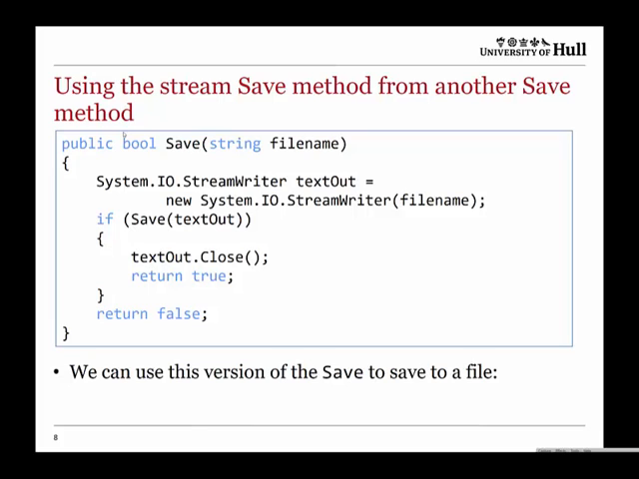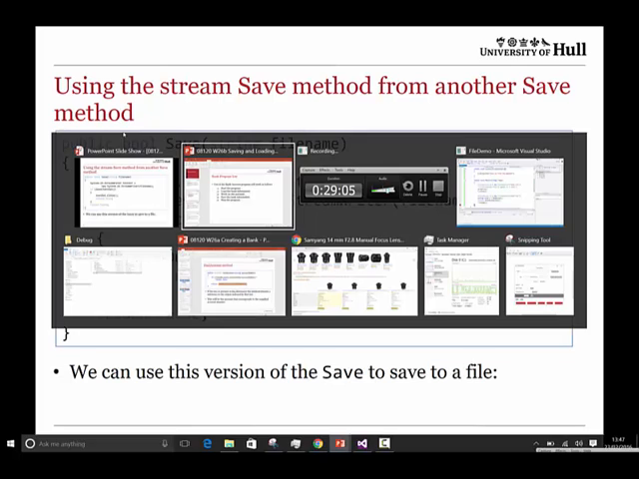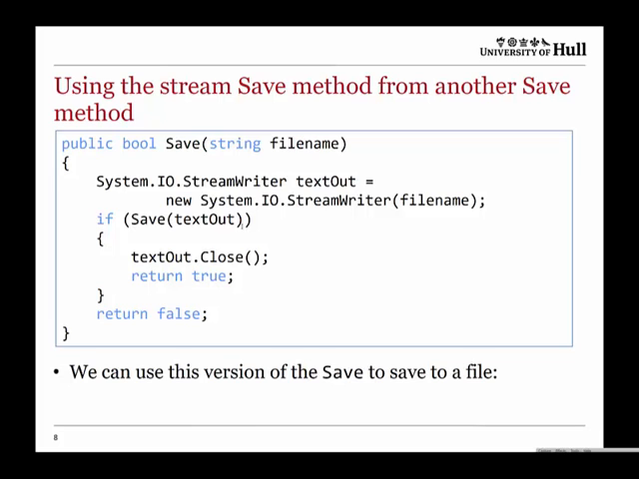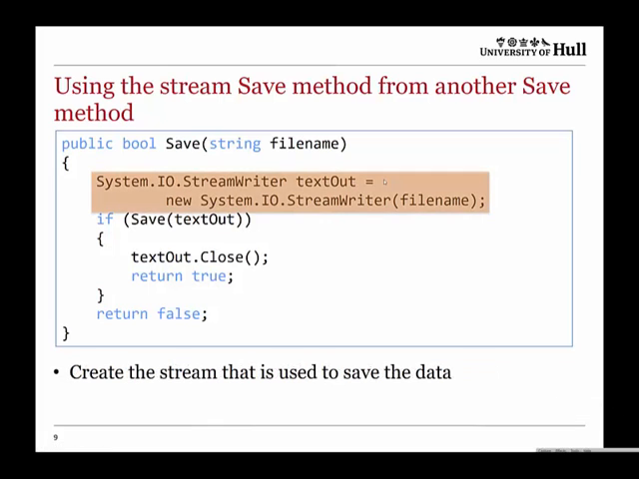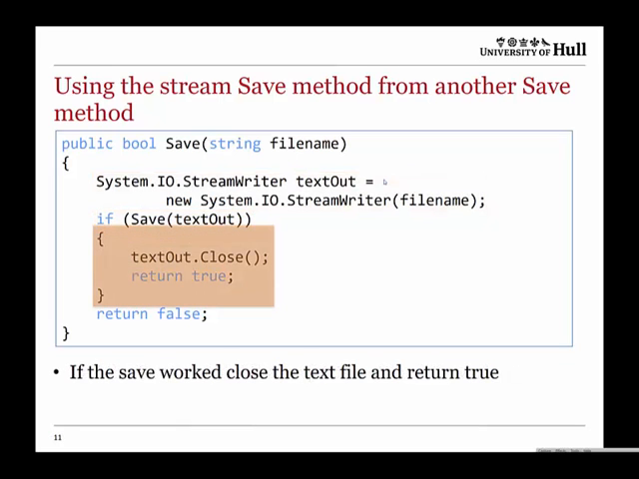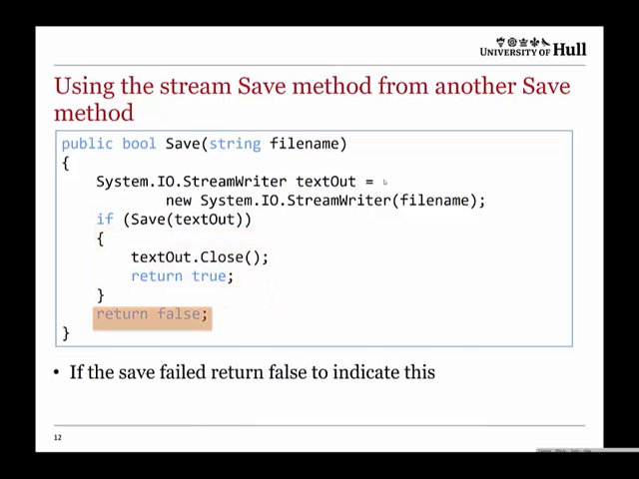Anyway, can you see how that would work? It's basically exactly the same as this. Make myself a stream writer, call the method to save it, close it. So it's that code. Okay? I don't mind that, that works for me. Make myself a stream writer, call the save method, close it if it's worked. That's all good and fine and dandy. And if it didn't work, I return false.